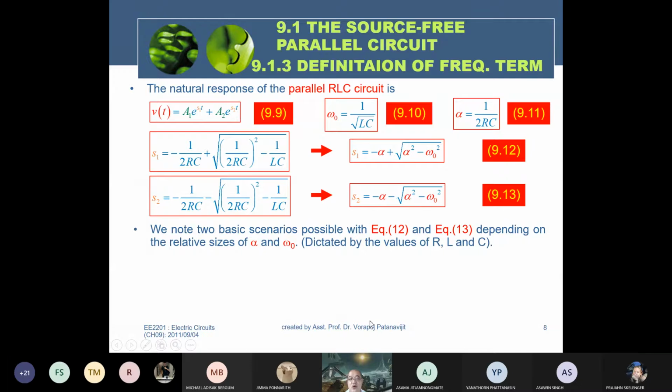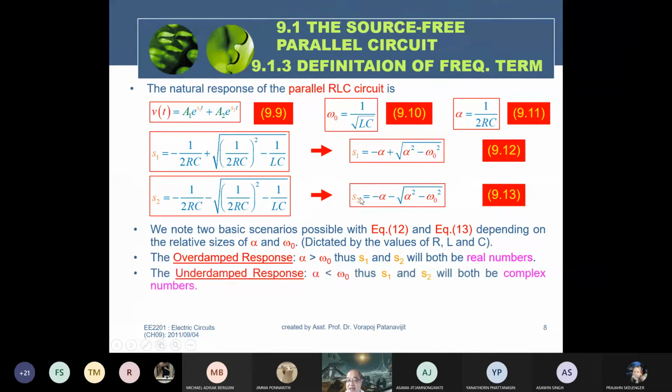We know two basic scenarios are possible with equations 12 and 13, depending on the relative size of alpha and omega, dictated by the values of R, L, and C. We have three cases for this solution. The first case is if alpha is greater than omega, therefore this term will be positive. If this term is positive, it means the square root is real. You get two, s1 and s2, both real numbers for this case. This case we call the overdamped case.